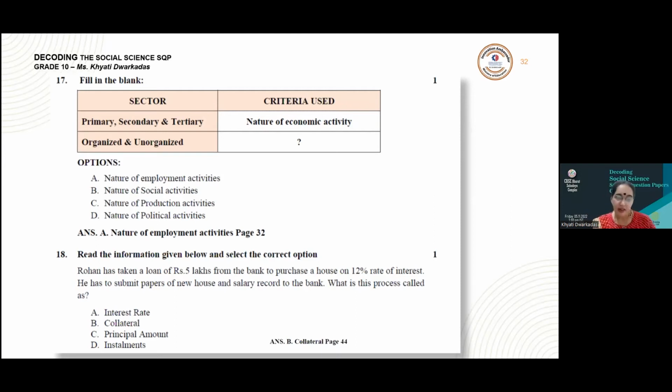Look at 18. Read the information given below and select the correct option. Rohan has taken a loan. Okay, this is about everything to do about loans and money and credit, collateral, etc. So there is a story created. Once again, it is much like the textual story on collateral. Much about the collateral story of the text. And it is a good identification question, but the student has to assimilate the story, understand it. So it is an application question.